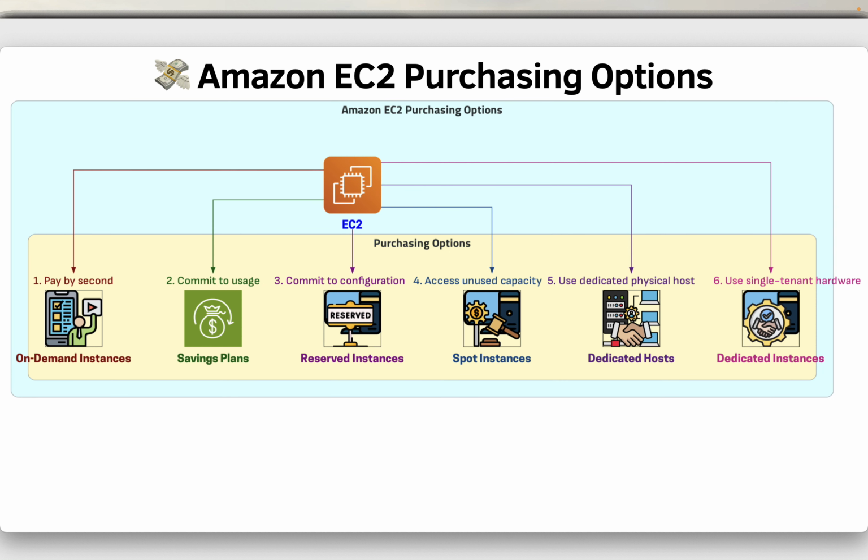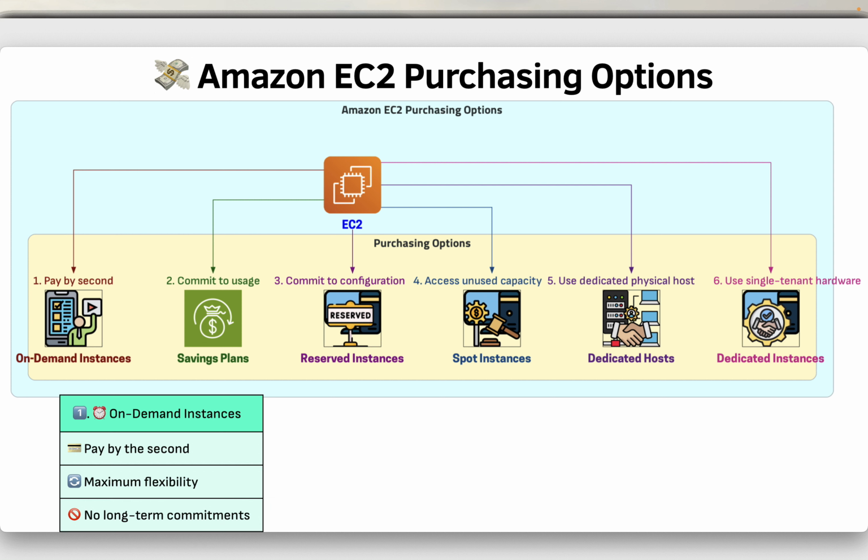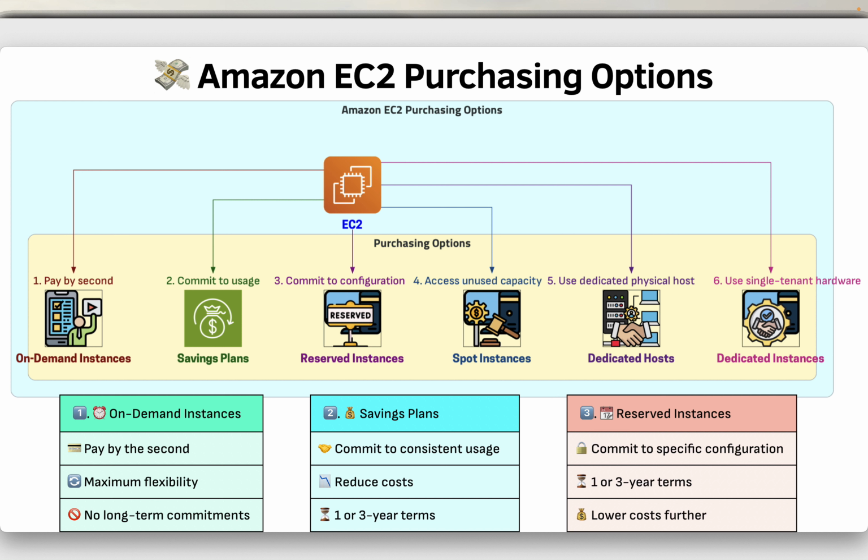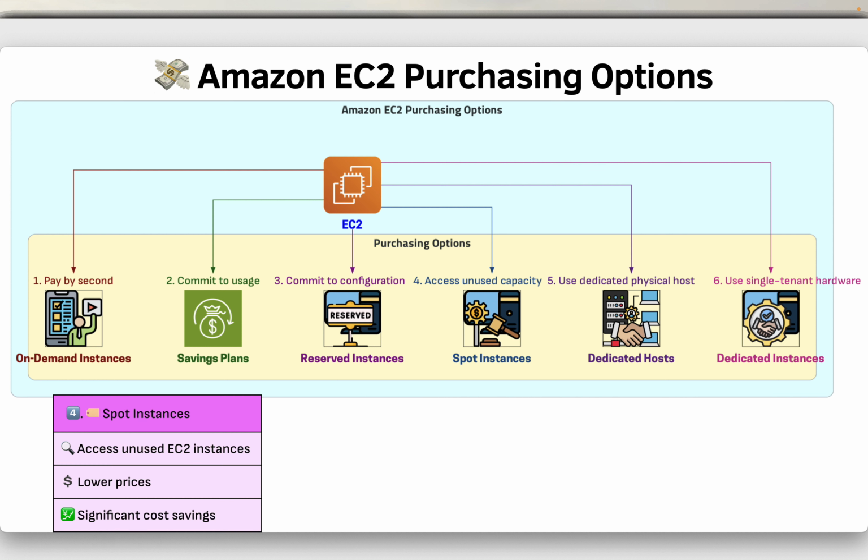So Amazon EC2 purchasing options. First one, on-demand instances. You pay by the second for the instances you launch, providing maximum flexibility without long-term commitments. Next one, savings plans. You commit to a consistent amount of usage to reduce cost, with the option for a 1-year or 3-year term. Then we have reserved instances. You commit to a specific instance configuration for 1 or 3 years to lower cost further.